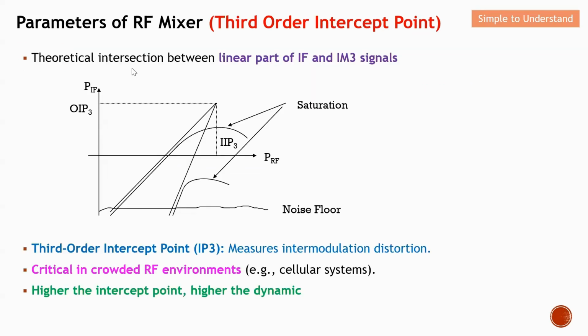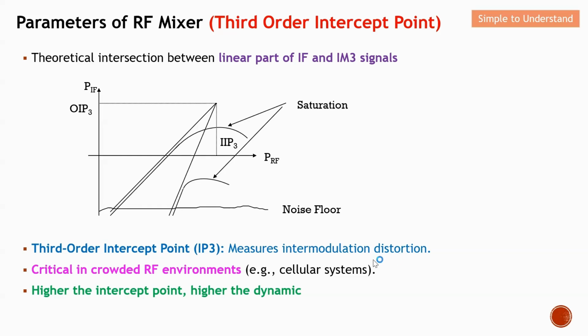My next parameter is also on linearity, the third order intercept point. Let me come to this diagram first. If you still remember, this is what we discussed earlier. This is what we call the linear line, and this is the 1 dB compression point. This is what we call the third order. Basically, the intercept between the linear line and the IM3, this is what we know as the third order intercept point. The third order intercept point measures the intermodulation distortion.